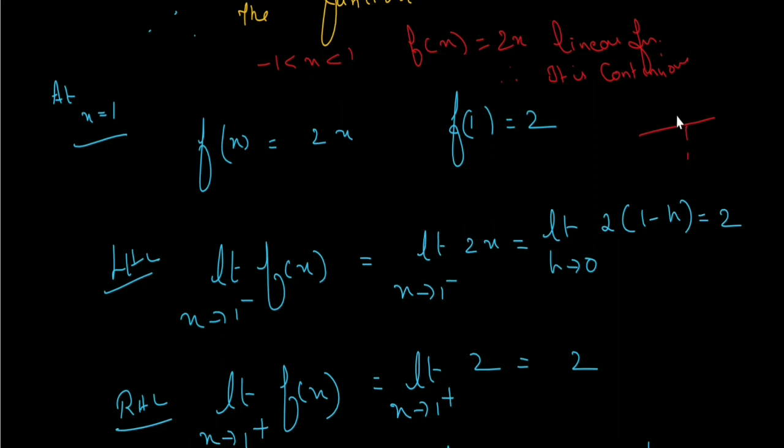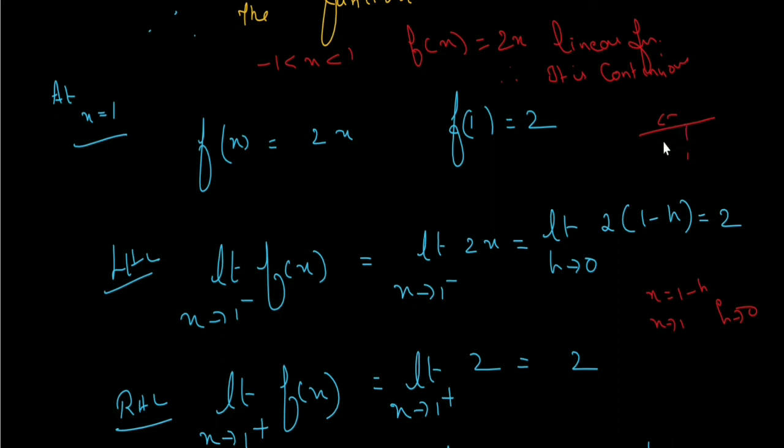Now we have to see the left side, left of 1. Left of 1 the function is defined as 2x. So how do you find the left limit? Put x is equal to 1 minus h. When x tends to 1, h will tend to 0. So 2 into 1 minus h. Put h is 0, I get 2. So left limit is also 2.